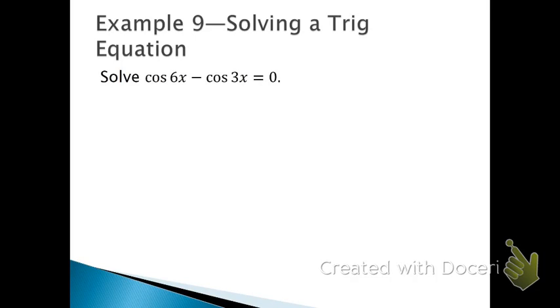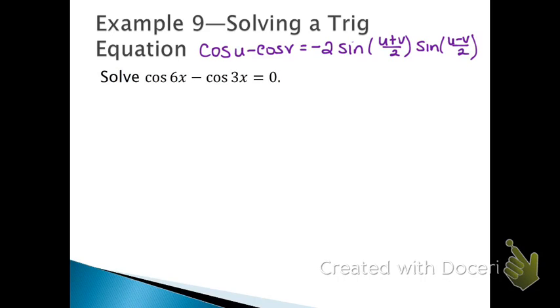Alright, so example 9. We're going to solve cosine of 6x minus cosine of 3x equals 0. The first thing I notice is I have a cosine minus a cosine, right? So looking at the previous formulas, I see that cosine of u minus cosine of v is equal to negative 2 sine of u plus v over 2 times sine of u minus v over 2. Yeah, it's a negative 2. I am using the very bottom one, cosine of u minus cosine of v.